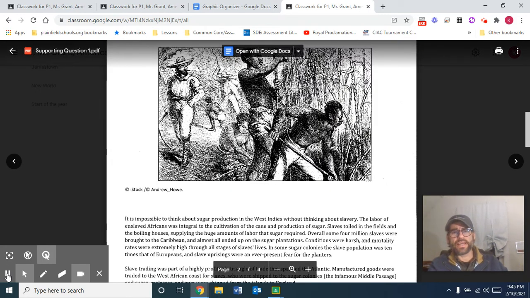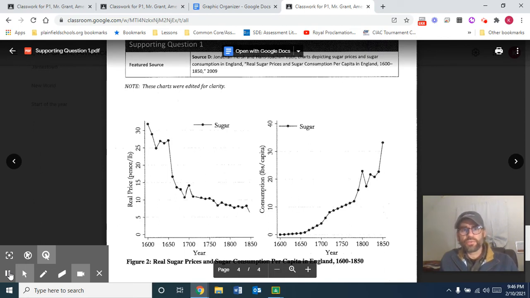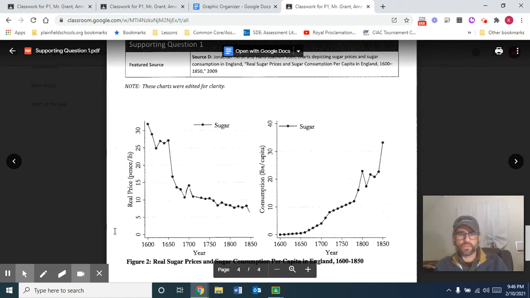Okay, resource B here has an image of slaves working a sugar plantation with the sturdy sugar cane, and it gives you a little general background of life on a sugar plantation and where the slaves came from. Resource C is a map depicting the historical movements of the slave trade. Of course, this should be review information for you, as we created a bar graph with some of this information and analyzed where most of the slaves to the New World went, and identified the number that went to the southern United States.